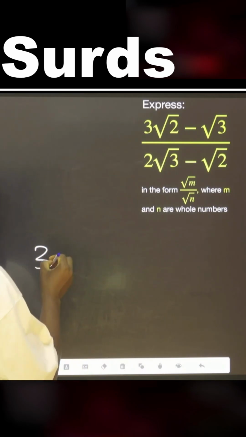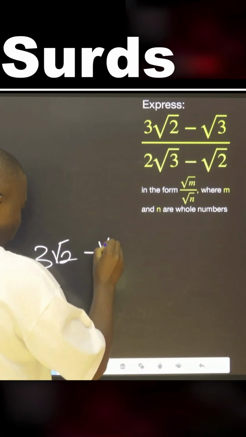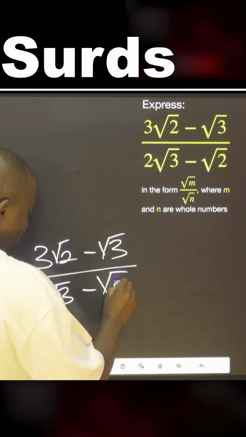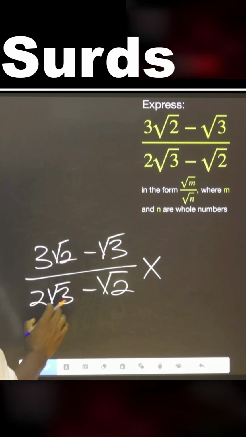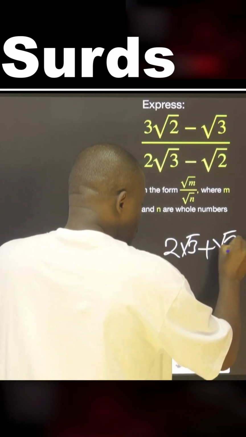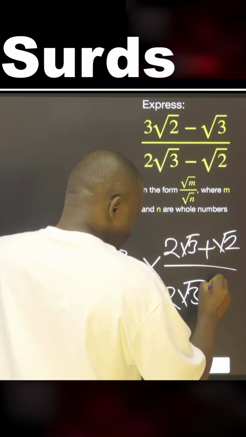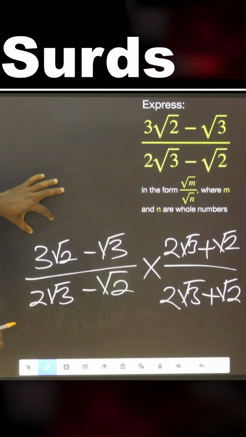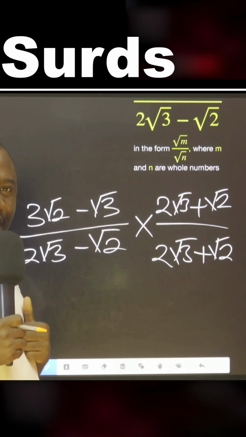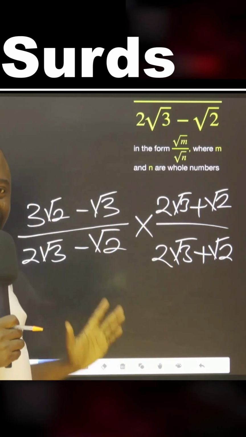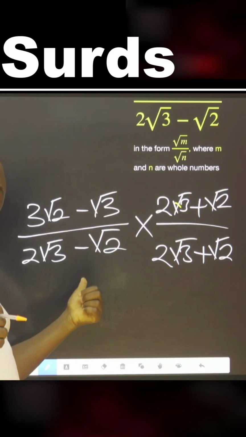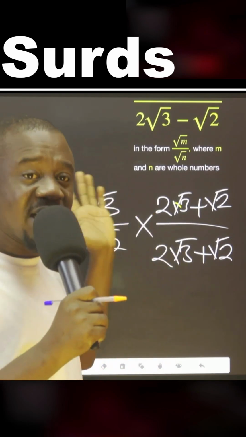That is 3 square root of 2 minus square root of 3 all over 2 square root of 3 minus square root of 2. We multiply the numerator by the conjugate of this. That is 2 square root of 3 plus square root of 2 all over the same thing, okay? So as you can see in this place, we want this square root to disappear from the denominator. And the only way is to work it out like this. That is, the numerator and the denominator should be the same thing. That is the conjugate of this denominator. That is the only way to eliminate the square roots, okay?